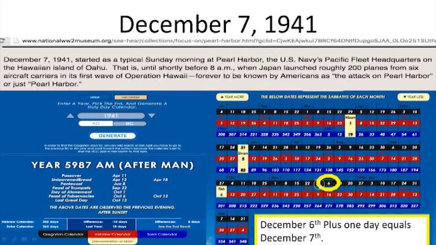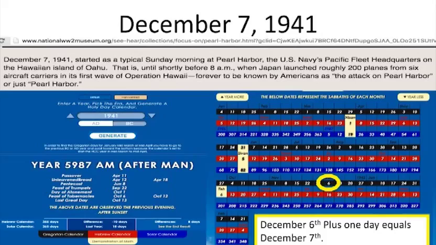If we look here, we see that the black day 6 is circled, and that is the first Saturday in the month of December for 1941. And of course, we know that the 6th was a Saturday, so the 7th was a Sunday, and that's exactly what this calendar is showing. So it is accurate.